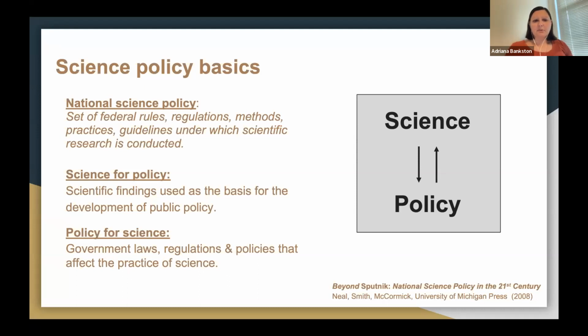How do we actually define science policy? It's a set of federal rules, regulations, methods, practices, and guidelines under which scientific research is conducted. And there are two fundamental concepts: science for policy, which is how scientific findings can be used to develop public policy, which is what we typically think about when you think about policy. And the other side, which is really where my background has been, is policy for science. How do we think about affecting the practice of science, the research enterprise, what laws and regulations and policies regulate this? And some of this comes back to the university, and I'll go through my path.